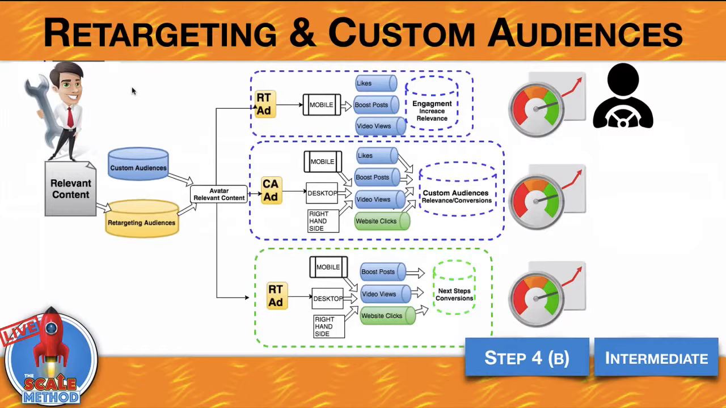See, what happens is once you get people in a retargeting audience, your main driver is going to be engagement. So ideally, in retargeting ads, use mobile for likes, boost post, and video views to increase engagement. Not to get people back to your website, but to increase engagement. An increase in engagement and relevancy score is going to help drive some critical numbers for you.